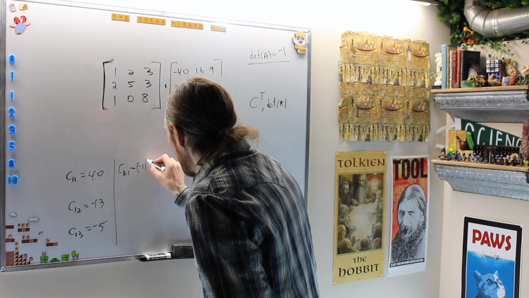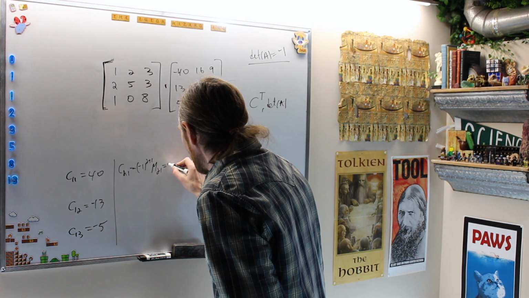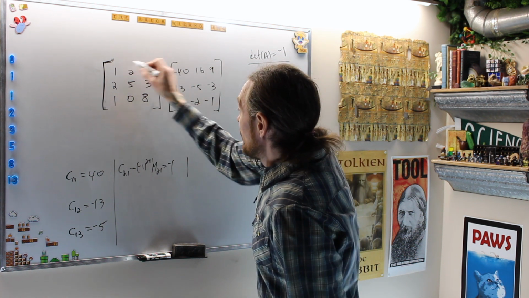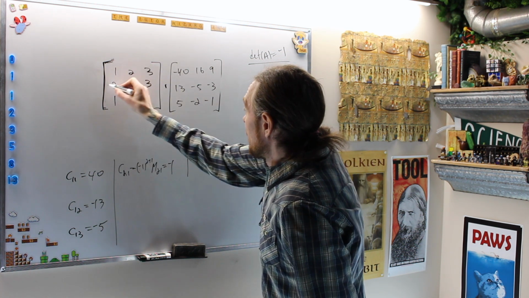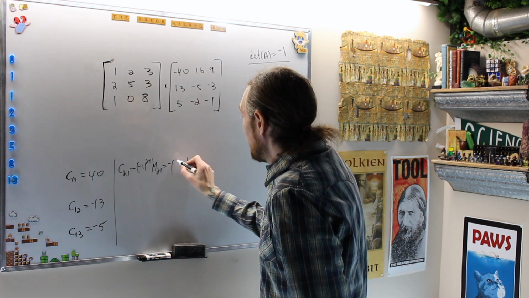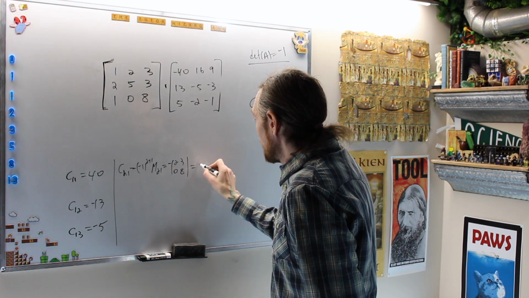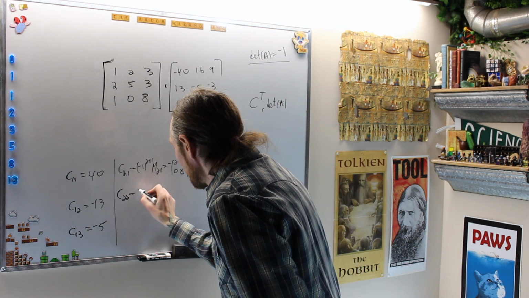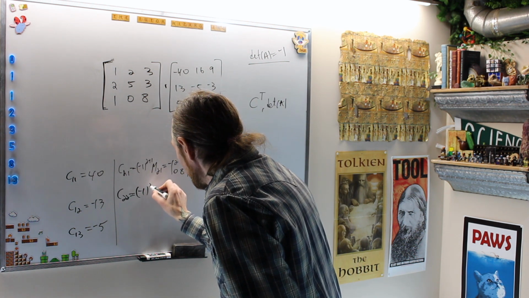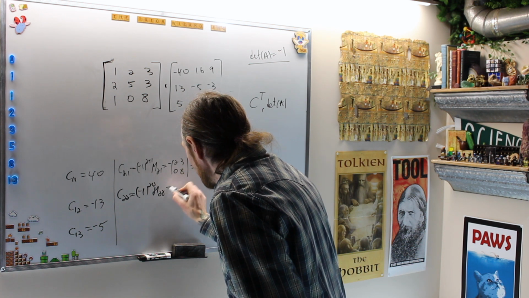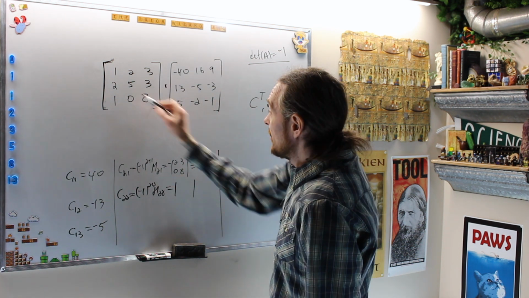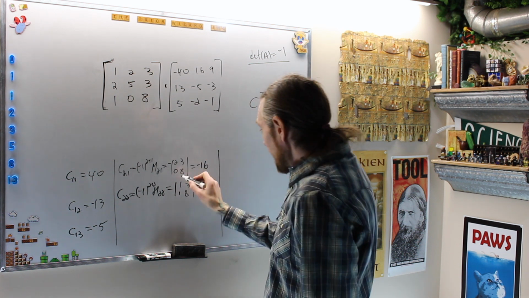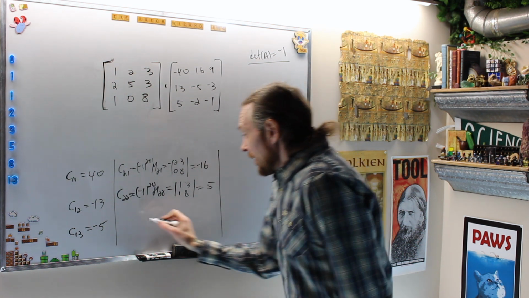C21 is negative 1 to the 2 plus 1, M21, which is negative M21, which is negative times 2, 1, 2, 1, 2, 3, 0, 8, which is negative 16. C22 is negative 1 to the 2 plus 2, M22, which is equal to M22, which is equal to the determinant of the block 1, 3, 1, 8, which is 8 minus 3, which is 5.